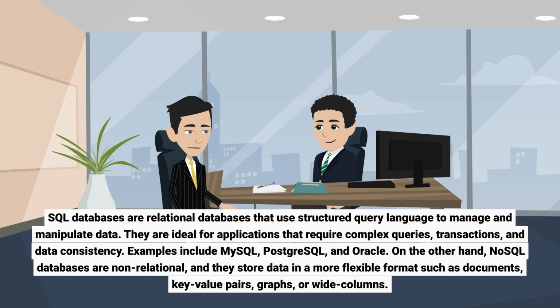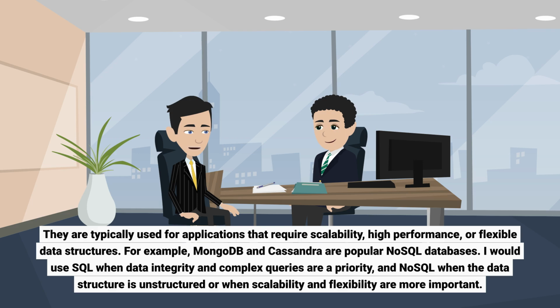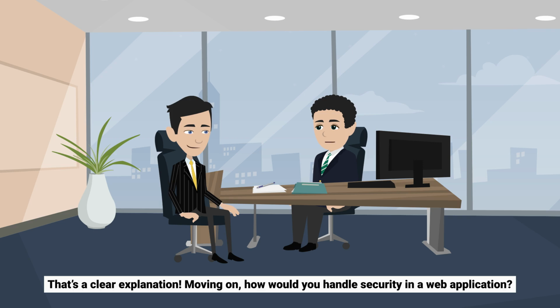On the other hand, NoSQL databases are non-relational, and they store data in a more flexible format, such as documents, key-value pairs, graphs, or wide columns. They are typically used for applications that require scalability, high performance, or flexible data structures. For example, MongoDB and Cassandra are popular NoSQL databases. I would use SQL when data integrity and complex queries are a priority, and NoSQL when the data structure is unstructured or when scalability and flexibility are more important. That's a clear explanation.